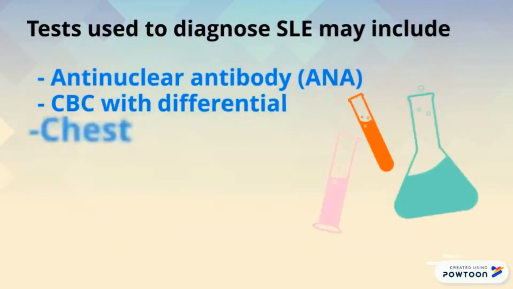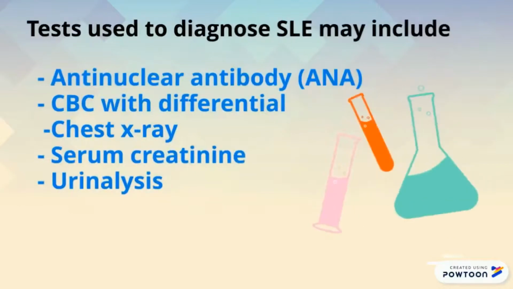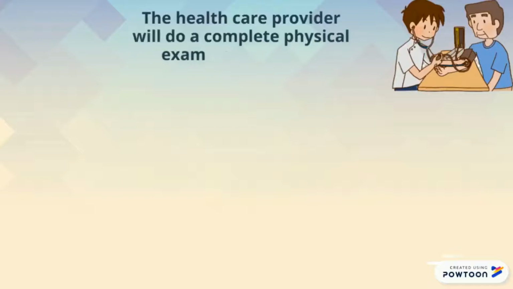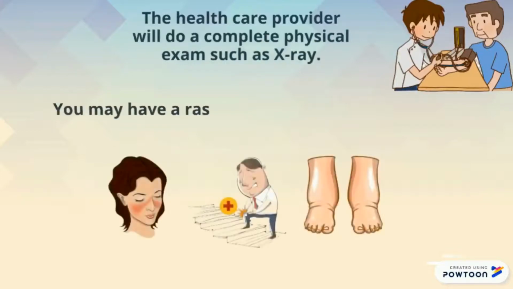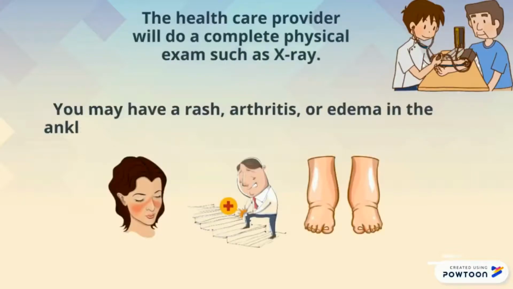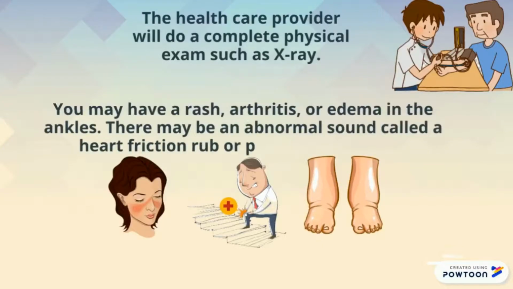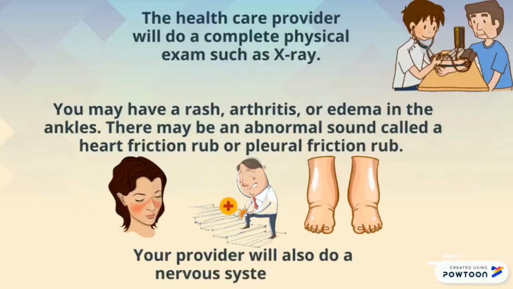Tests used to diagnose may include: the healthcare provider will do a complete physical exam, such as X-ray. You may have a rash, arthritis, or edema in the ankles. There may be an abnormal sound called a heart friction rub or pleural friction rub. Your provider will also do a nervous system exam.